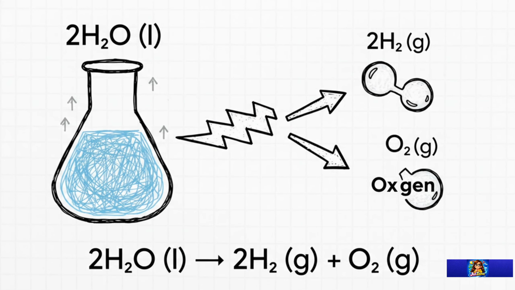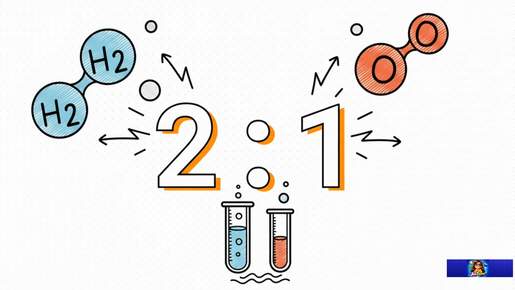It shows that two molecules of liquid water will break down to form two molecules of hydrogen gas and one molecule of oxygen gas. See? It's a very specific recipe. It's not just a simple one-for-one split. And because of that specific recipe in our equation, we get this result every single time, a perfect 2-to-1 ratio.